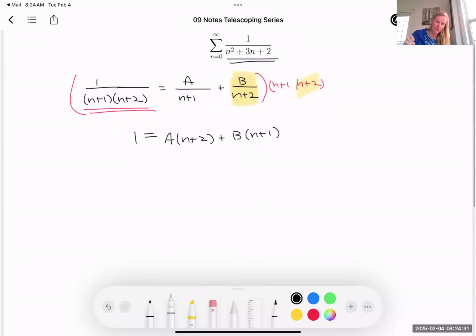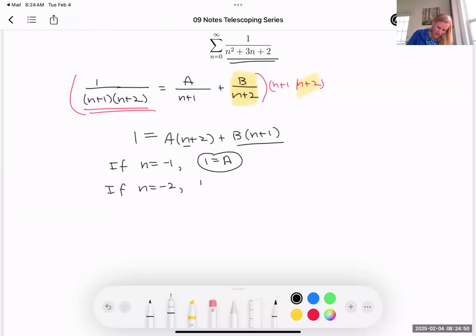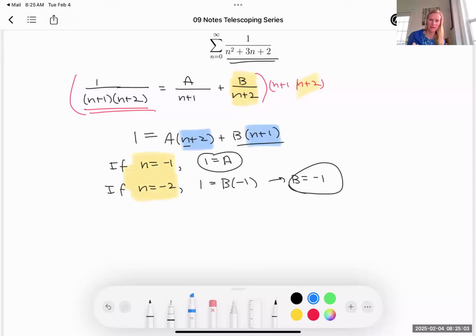Now we remember that we're trying to find a and b. If we let n be equal to -1, then 1 is equal to -1 plus 2, which is 1, times a, and the b term goes away. So we found that a is 1. If n is -2, then 1 is equal to b times -1, so b is -1. Remember that I picked these numbers trying to figure out what is going to make one of these terms equal to 0. Picking -1 makes this term 0, picking -2 makes this term 0.